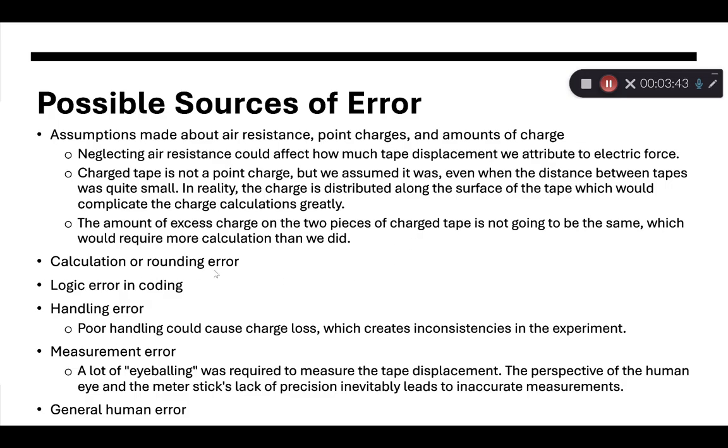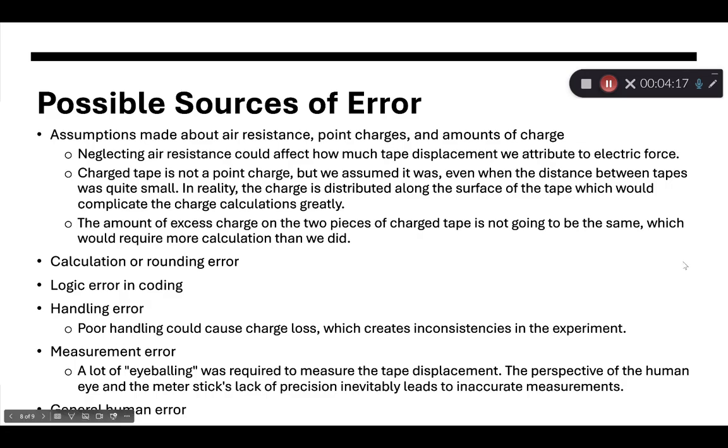And also, there's the possibility of rounding error, how many digits we rounded to, and logic error in coding. If the calculations were done wrong and we coded it to be like the wrong calculations, then obviously the code is going to be wrong as well. Handling error: poor handling could cause charge loss, which we'll go over in a little bit. And then measurement error: lots of eyeballing was required to measure the tape displacement due to the perspective of the human eye and the lack of precision that the meter stick measures in. And also just general human error.